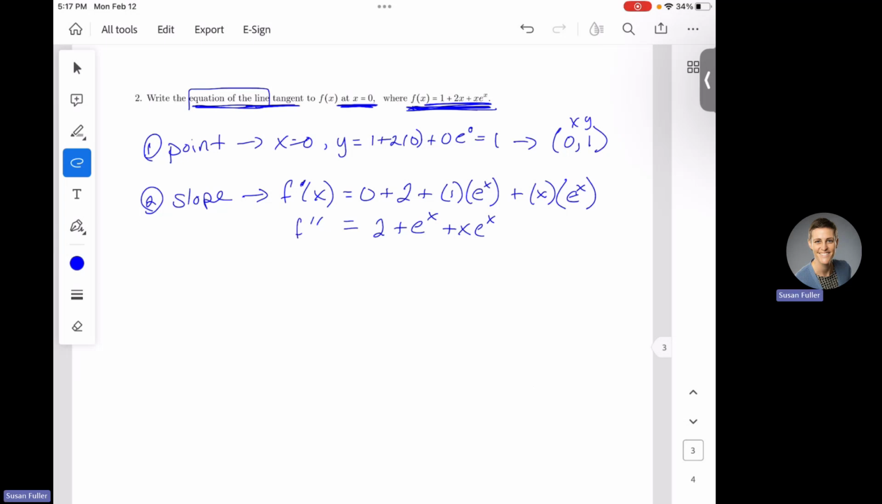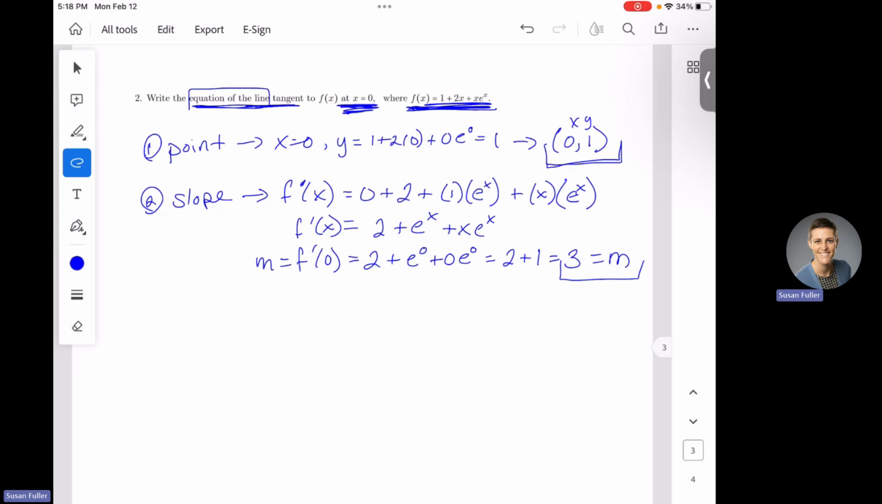Well, this tells me the slope at any x value, and I want the slope at x equals 0, so I'm going to do f prime of 0 to get the slope of my line. When I plug 0 into my function, I get 2 plus e to the 0 plus 0 e to the 0, which is 2 plus 1 plus 0. That's 3. So I know that my slope is 3.